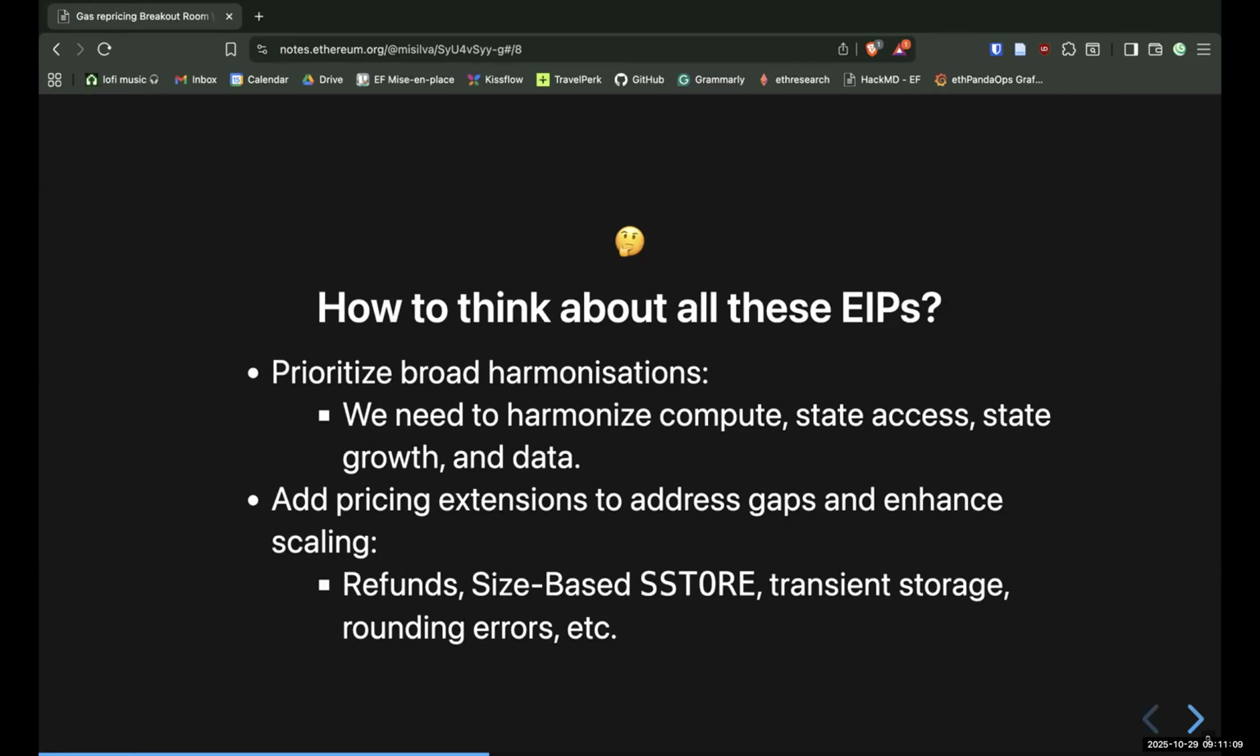And then once this is done, we can think of adding some pricing extensions that either address specific gaps or enhance scaling. We can think of it like the removal of refunds from the block limit, which solves some worst case blocks, the size-based S-store, transient storage, rounding errors, etc. But I'd say this first broad harmonization is really important to do together, so that we don't create new bottlenecks. We don't leave these bottlenecks on the table.